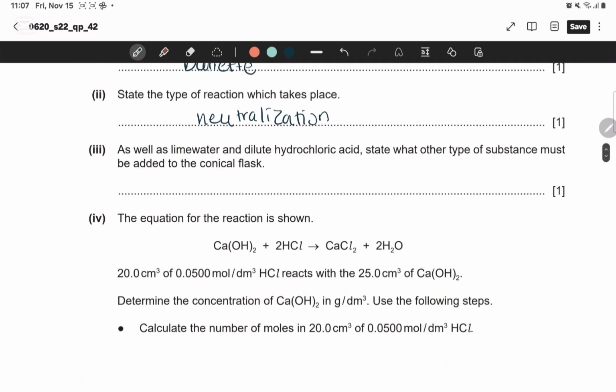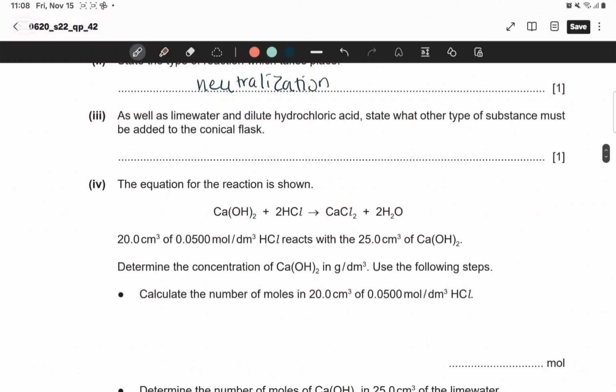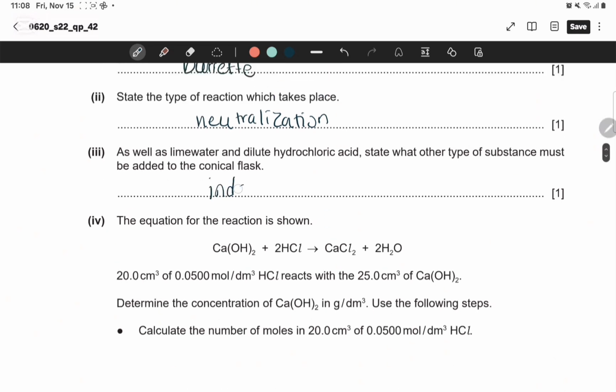As well as lime water and dilute hydrochloric acid, state what other type of substance must be added to the conical flask. So in titration, we're going to keep adding more of the dilute hydrochloric acid until an indicator changes color. So here we have the lime water and we have the hydrochloric acid. The one thing that's missing that they didn't state up here is the indicator, like maybe methyl orange, thymolphthalein or phenolphthalein. So we only need an indicator. That's the one thing they didn't mention.